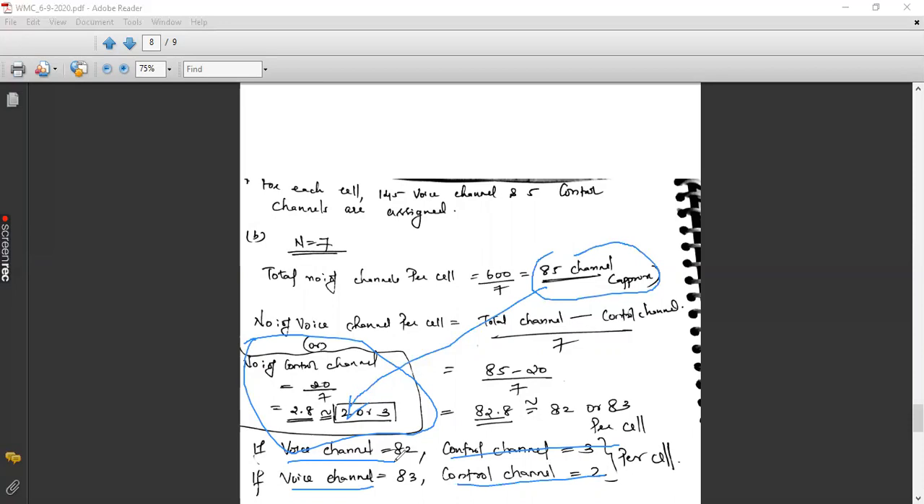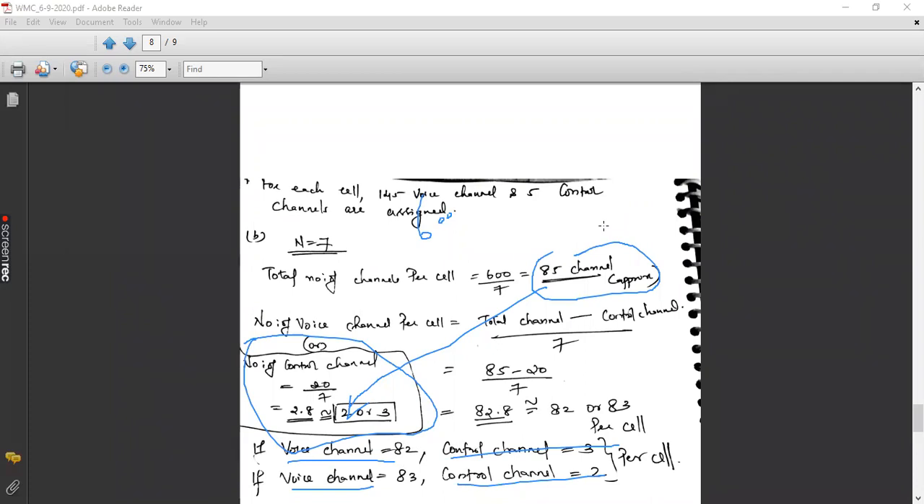So if you take one cell, how many cells are there? There are 7 cells. Out of those 7 cells, you can distribute these numbers so that the total channels should be equal to 600. What is the total channels in the cluster? It is 600. So you need to distribute these figures 82, 3, 83, 2 in such a way that if you add all the channels, you should ultimately get 600 as the total channel number for the entire cluster.